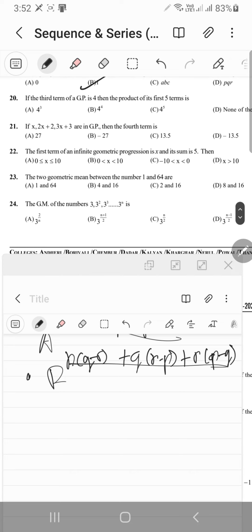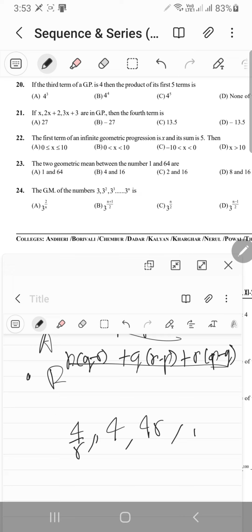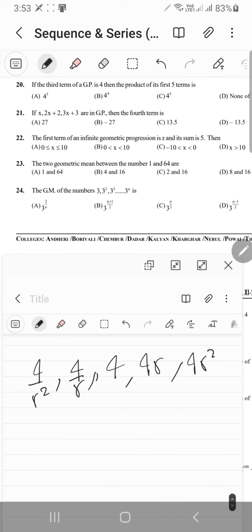If the third term of a GP is 4, then the product of its first 5 terms is, so the third term is 4, the fourth term will be 4r, the second term will be 4 upon r, the fifth term will be 4r squared, the first term will be 4 upon r squared. Multiply these out, you just get 4 power 5.